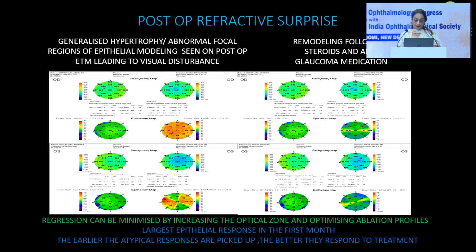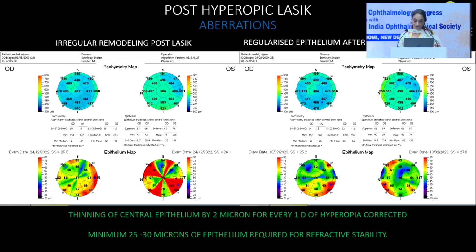At the end of 1 month, the epithelium had regularized and the patient had regained a vision of 6/6. So here again, we need to remember that the largest epithelial response takes place only in the first month. And the earlier these atypical responses are picked up, the better they will respond to therapy.